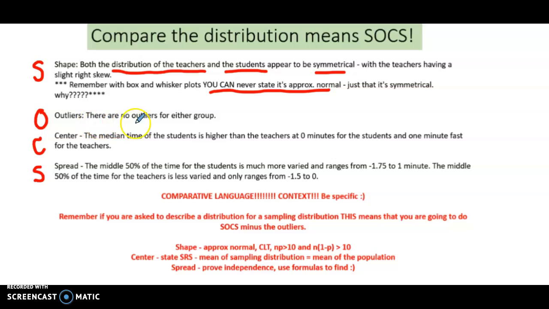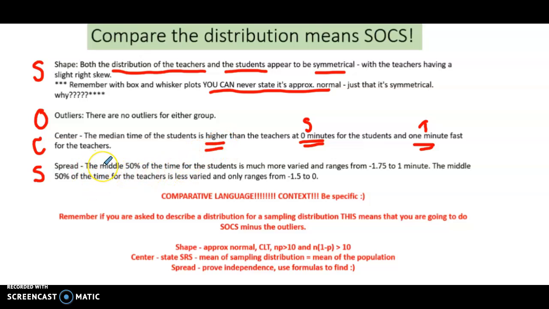Okay, outliers: there are no outliers for either group. Now, remember with center, you need to compare using comparative language. Higher, lower, the same, something like that. The median time of the students is higher than the teachers, at 0 minutes. Notice that I'm stating the median time of the students, and 1 minute fast for the teachers, okay? And notice I'm stating what it is for the teachers. So the median is higher. Make sure you're including that.